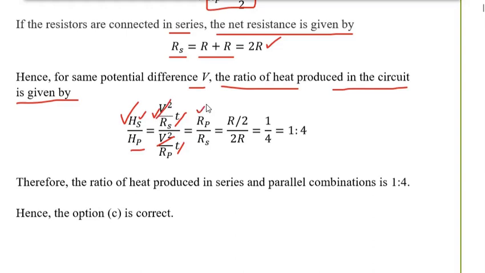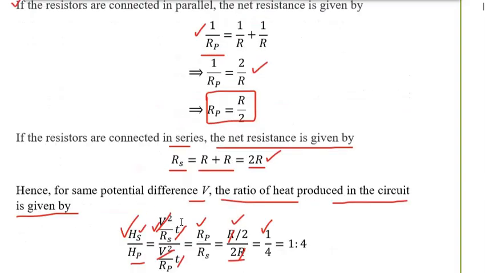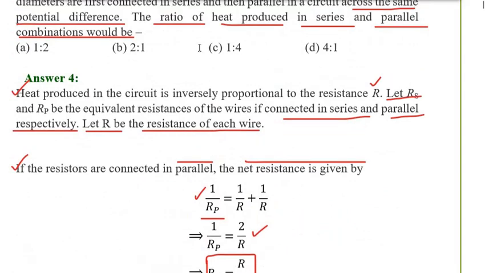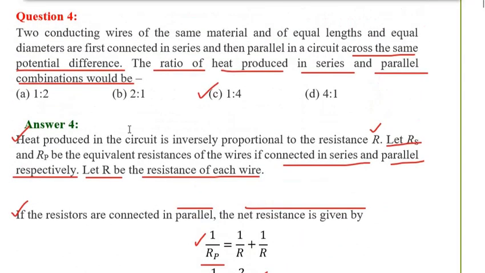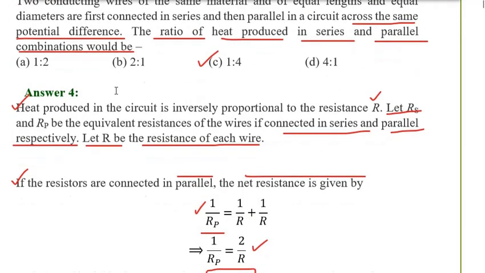Then we get Rp by Rs. So Rp equal to R by 2 and Rs equal to 2R. Here R cancelled out, then we get 1 by 4. Hence the ratio of heat produced in series and parallel combination is 1 by 4, and hence option C is correct. So option C has 1 by 4. Hope there is no problem to understand the explanation of question number 4.